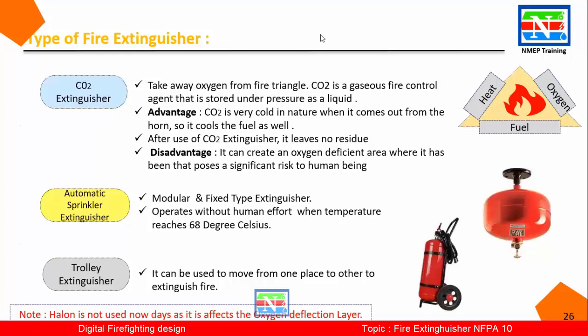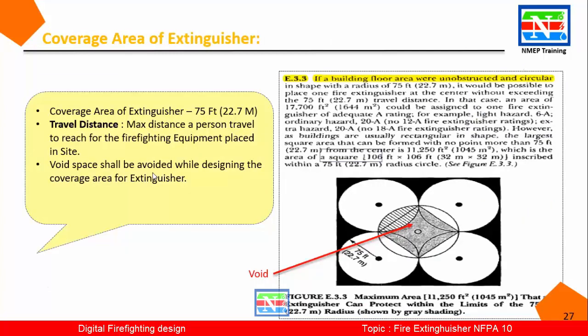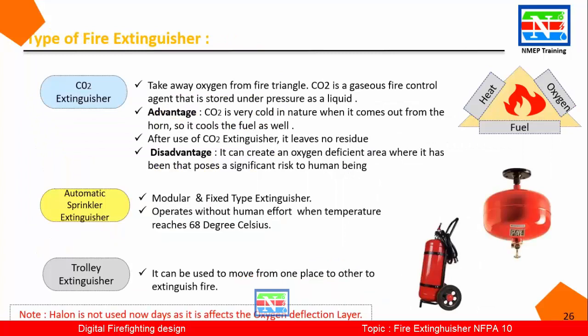Next is the CO2 type. CO2 type, we have advantages also, disadvantages also, right. Advantages we know, right, it will create a layer so that oxygen will not come in contact, so the oxygen element is not there. It will remove the oxygen element from the fire triangle. At the same time it will cool the fire. To some extent it will remove the heat element. That is the advantage.